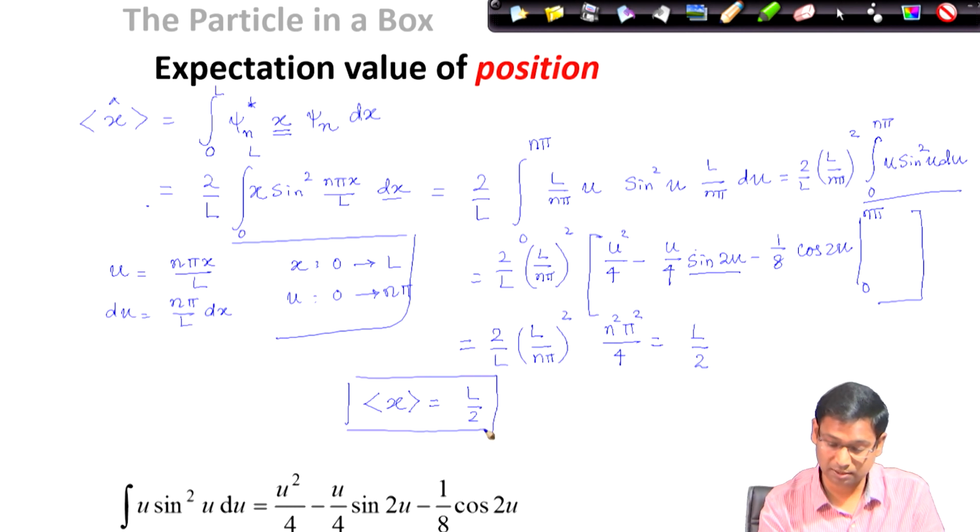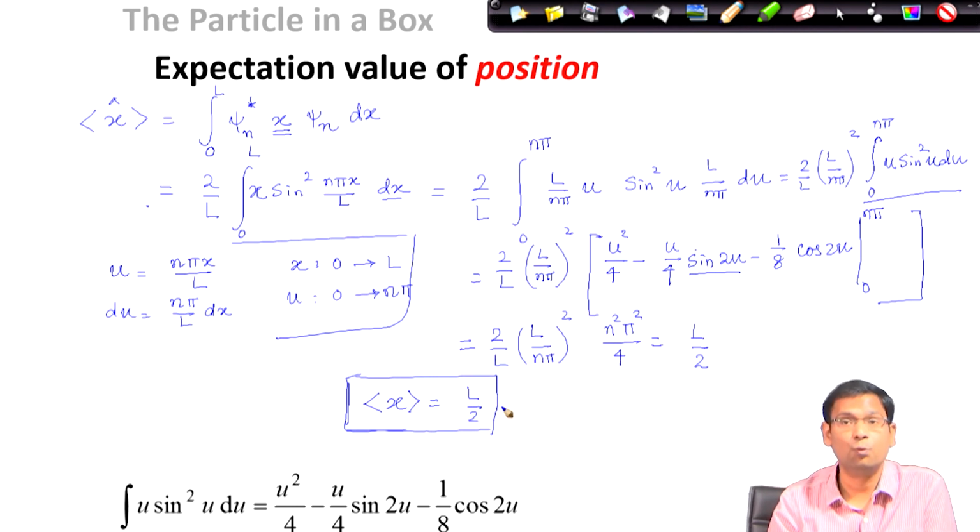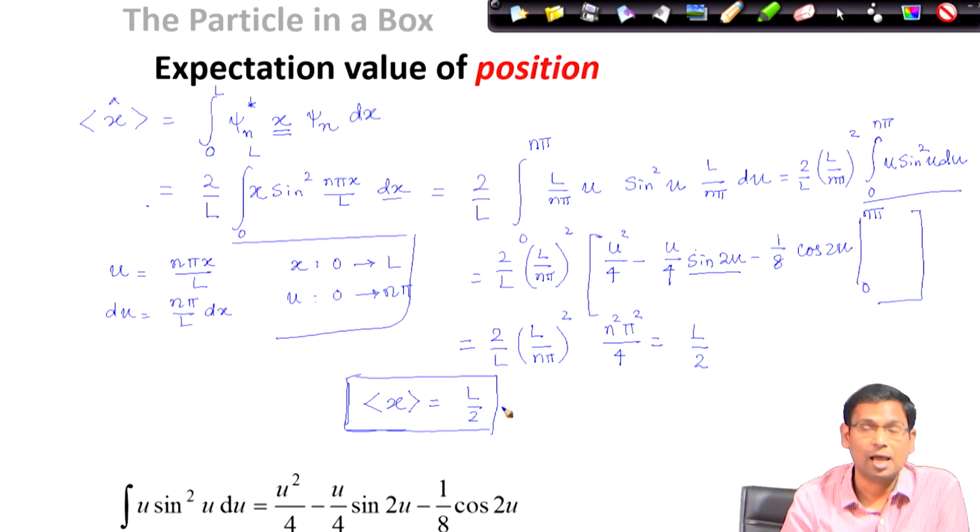Does it depend on the n? No, it is independent of n. It does not matter which eigenfunction I am in, the expectation value of the position operator for the particle in a box problem is going to be L by 2. What does this mean? This means that the average position at which I am going to observe the particle is exactly at the middle of the box.